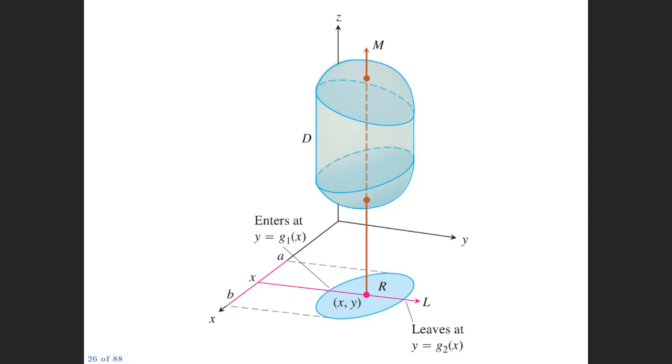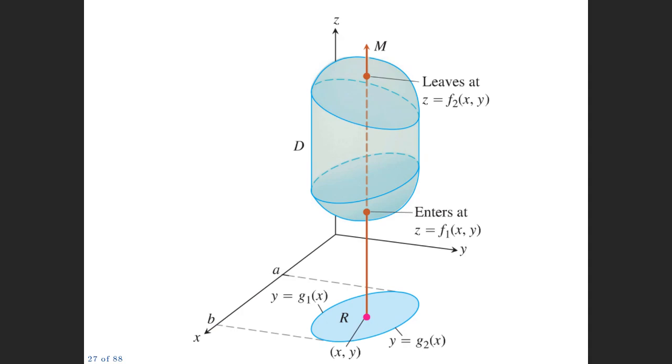And then pick a point in R and draw a vertical line going upwards. Where do we enter our region D and where do we leave our region D? We enter at F1 and we leave at F2. So that's what this means.